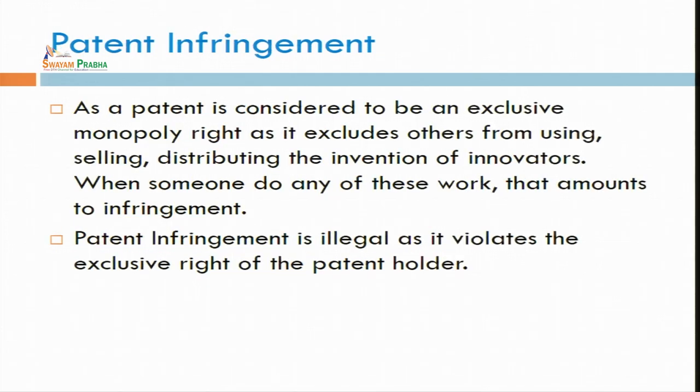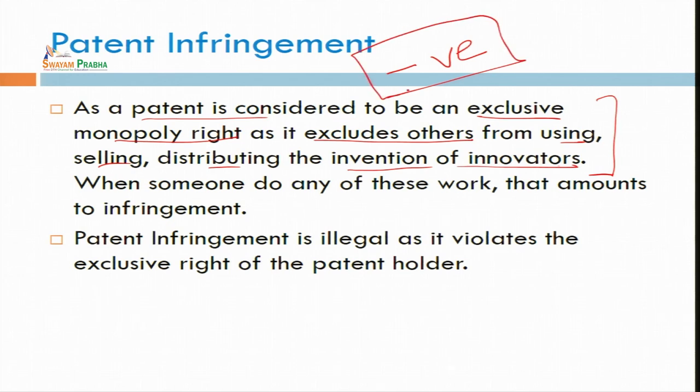Now we are coming to the main topic, that is patent infringement. How does patent infringement take place? A patent is considered to be an exclusive monopoly right, as we have discussed in the definition. It excludes other persons from using, selling, distributing the invention of innovators. So, all persons are debarred from using that. That's why this patent is also called negative in nature.